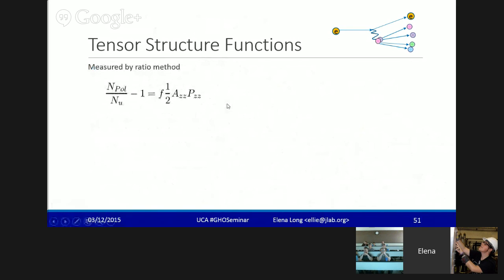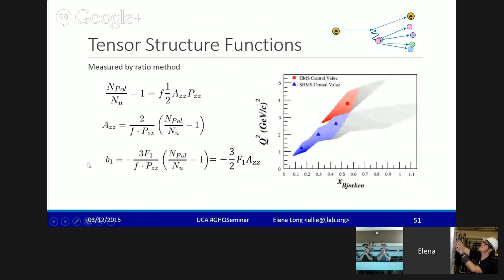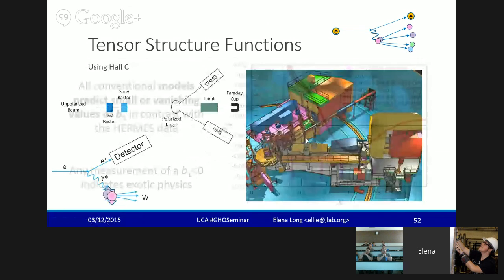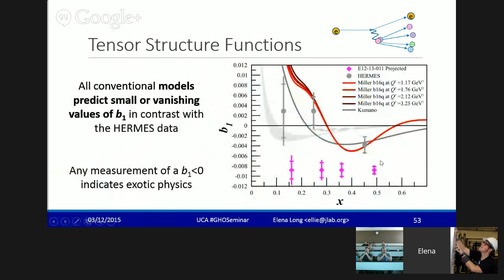They gave us calculations. We measure tensor polarized versus unpolarized, and we use that to get B1 by multiplying again to this F1. So this F1 is still really important. That plot's not important. We're going to do this in Hall C at Jefferson Lab, so the same kind of detector, and these are the results that we're expecting to get for it.